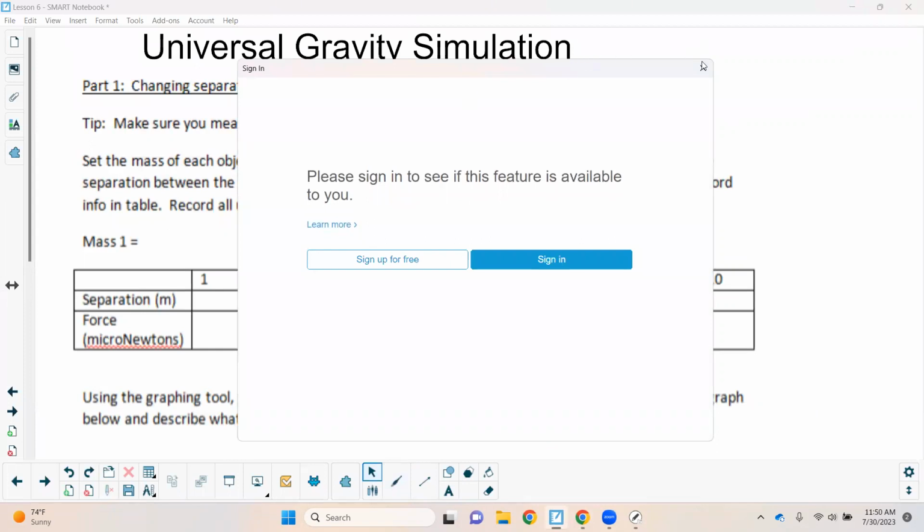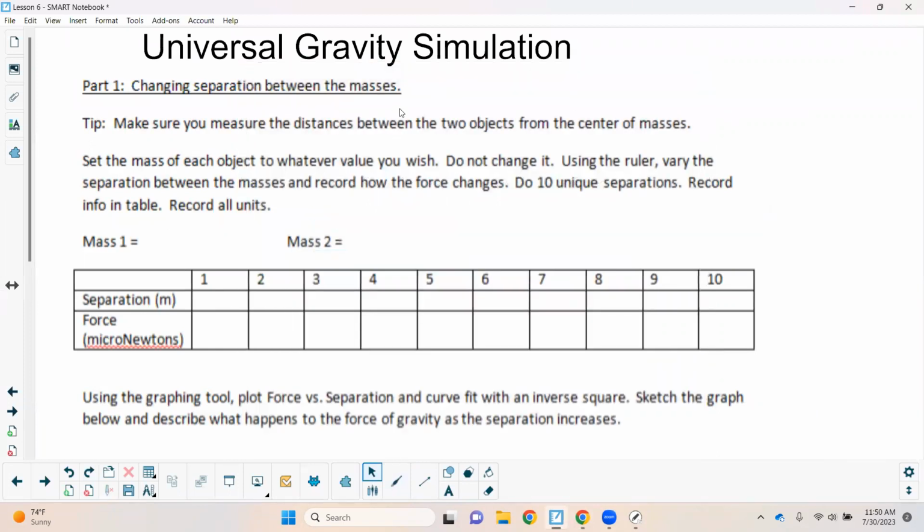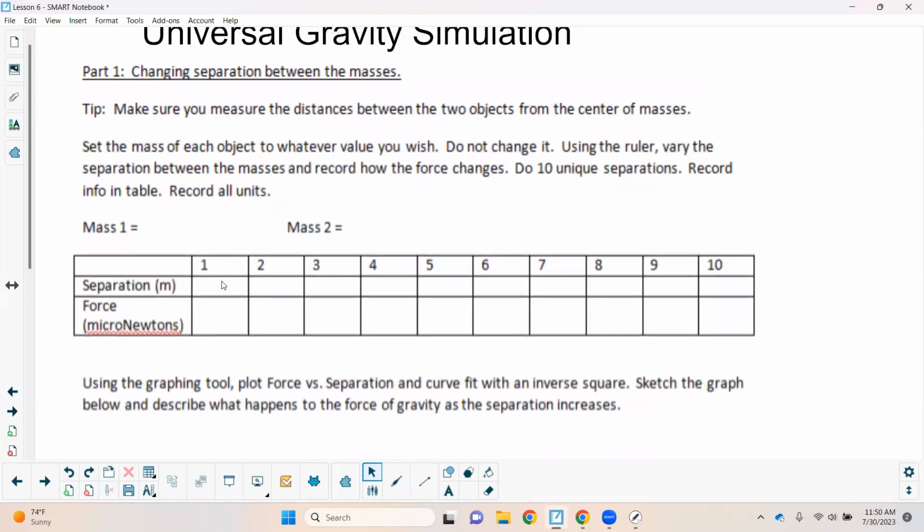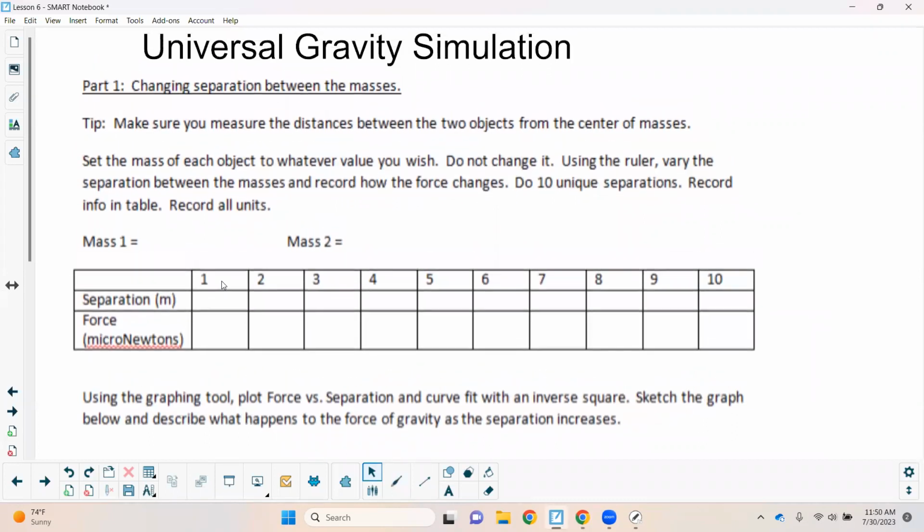The last thing I'm going to do to close out this video is just talk about the simulation that you're going to be doing. It's the universal gravity simulation. Essentially, what you're doing is investigating how changing either the mass or the distance in a situation that involves two masses will affect the force of gravity.